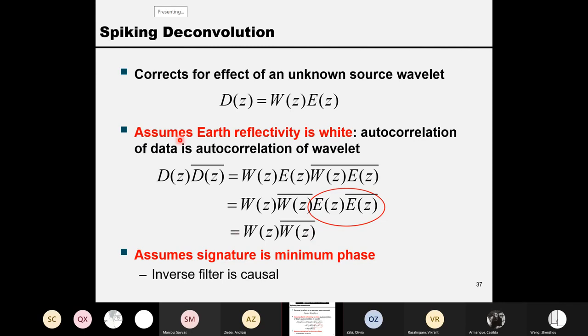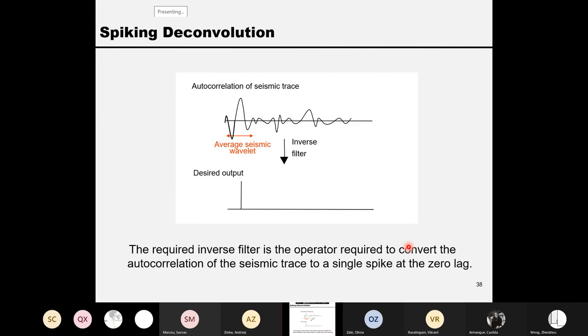Nevertheless, autocorrelation of your data gives you the autocorrelation of the wavelet. So based on the amplitude spectrum of the autocorrelation, you can create the filter, of course, zero phase, okay? So the inverse of this, you assume it's a minimum phase, so that means you can do the inverse. That's the assumption here. Let me show you the so-called spark decon result.